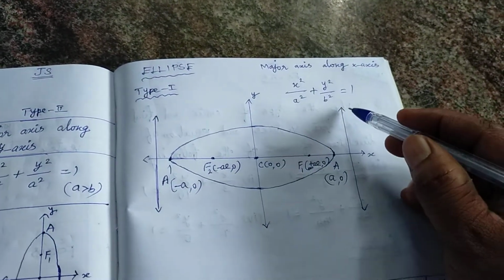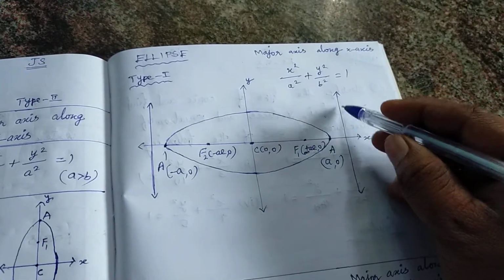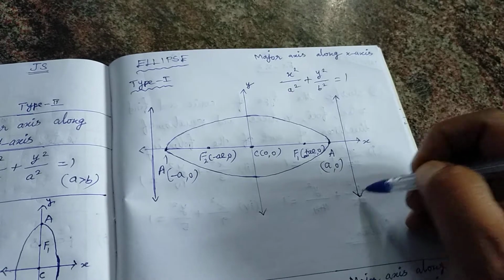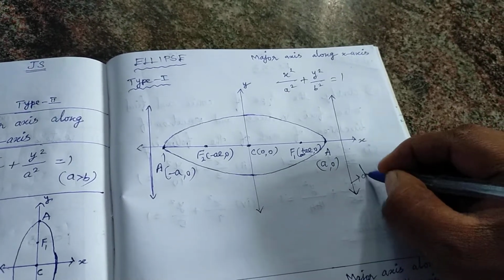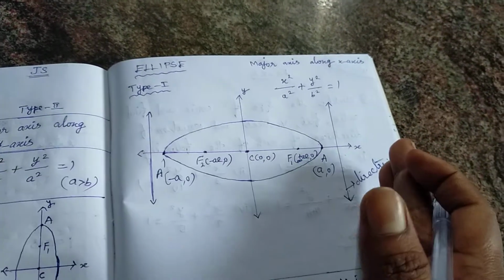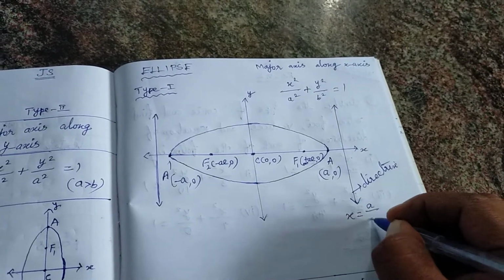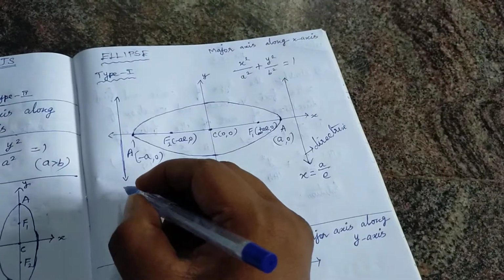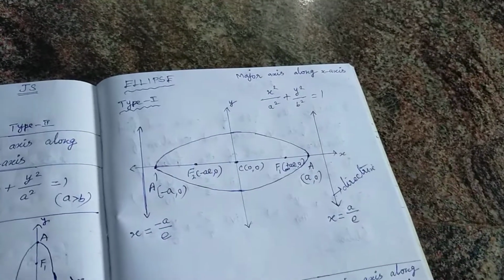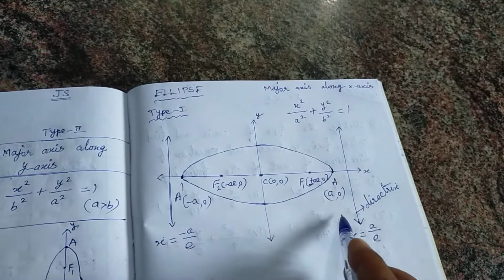Next, the fixed line is called directrix. Outside the ellipse, we draw one straight line. This straight line is called the directrix of the ellipse. There are two directrices. The equation of directrix is x is equal to, this is the plus value, a by e. This is the minus value, x is equal to minus a by e. So these two lines are called the equations of directrices.